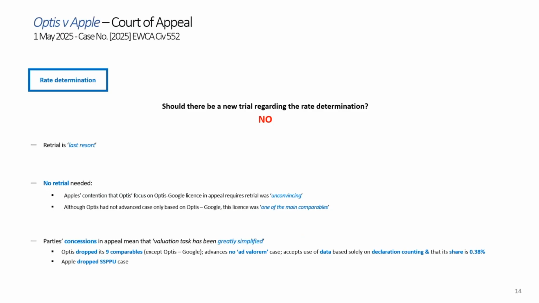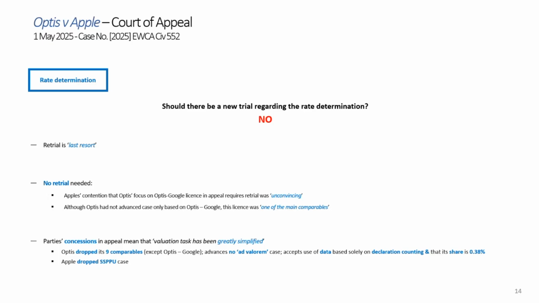Now, the court said, of course, it was not the right approach. So what do we do now? Should we send the case back to the High Court to have a retrial and to start from scratch? Or would the Court of Appeal keep the case and make the FRAND determination itself? And the Court of Appeal decided to do the second option. So it did not order a retrial.